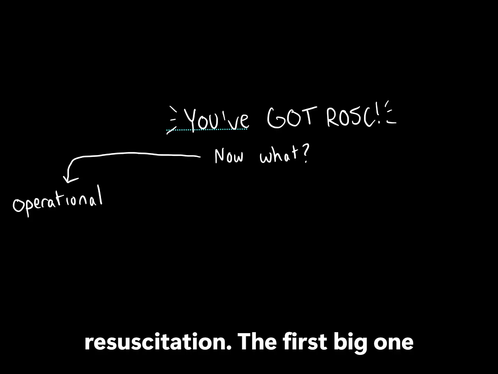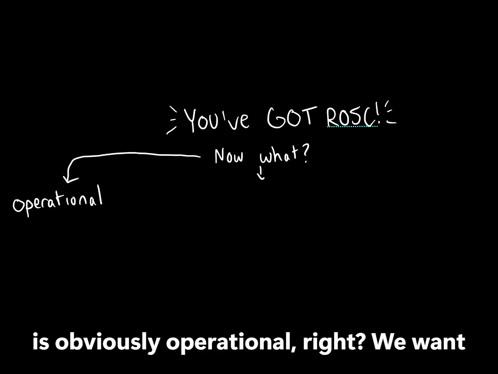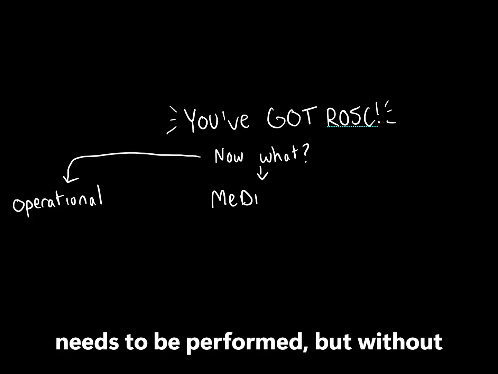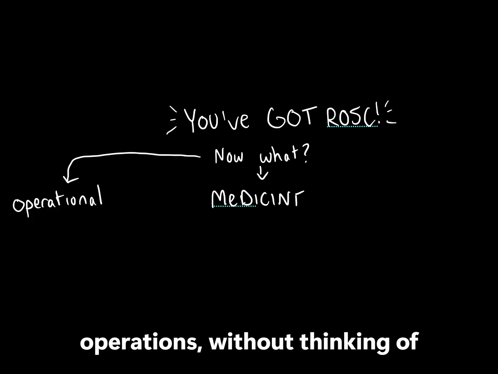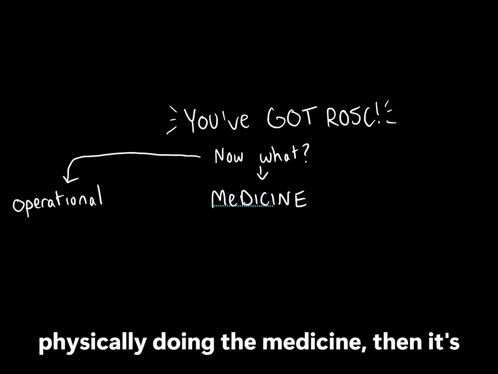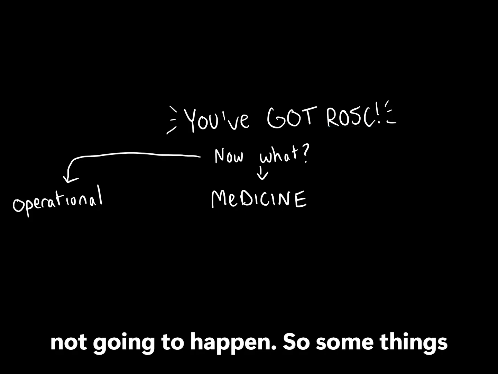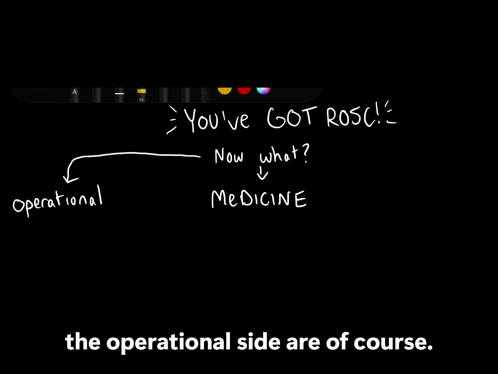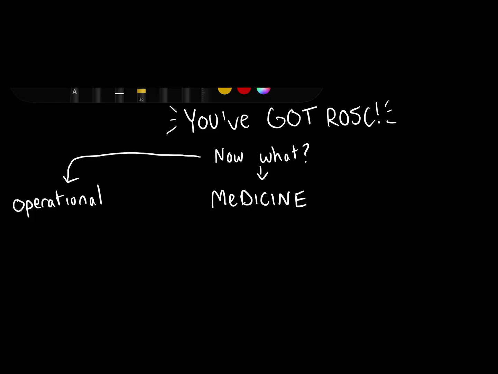The first big one is obviously operational, right? We want to think, of course, medicine needs to be performed, but without operations, without thinking of physically doing the medicine, then it's not going to happen. So, some things that we want to think about on the operational side are, of course, patient movement.